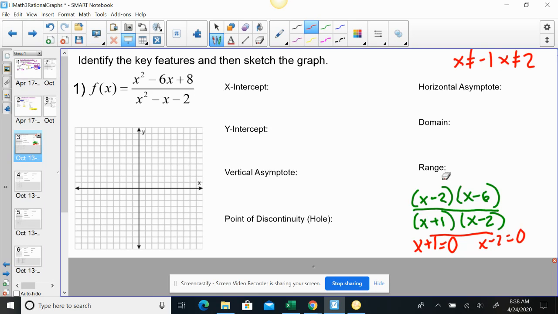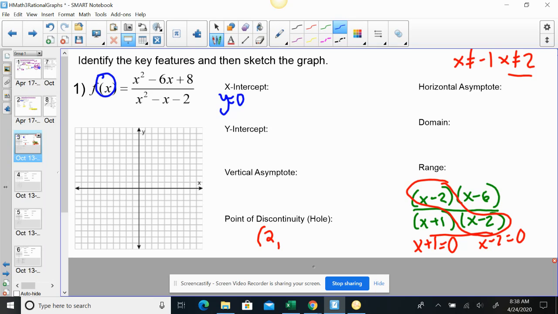Since this is that common factor, that means that at x equals 2, I'm actually going to have a hole. So I'm not going to have a y-intercept there. I'm not going to have anything there. I'm just going to have a hole, and we'll come back to that. All right, so x-intercept. We talked about x-intercept means that y is 0.